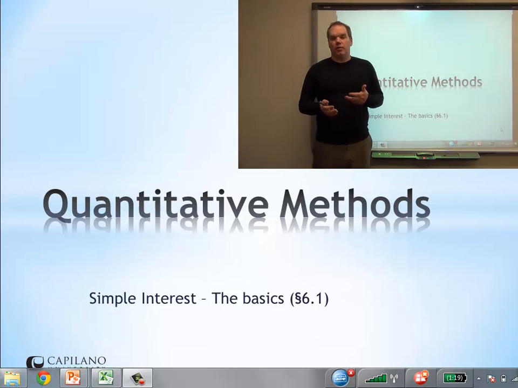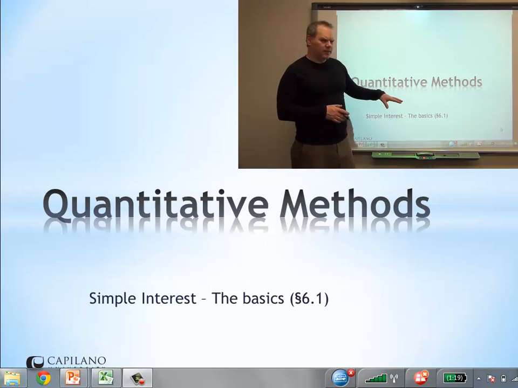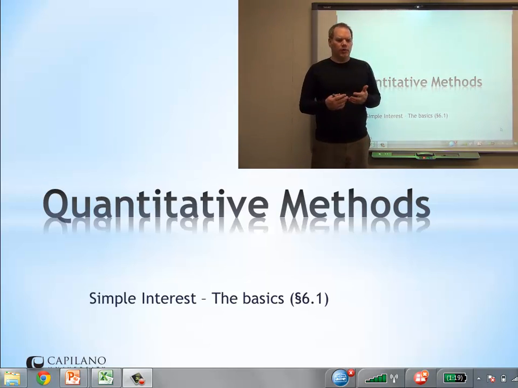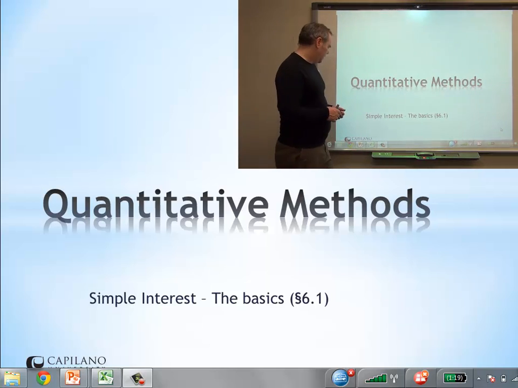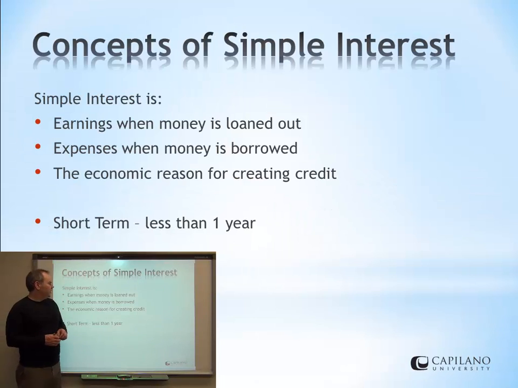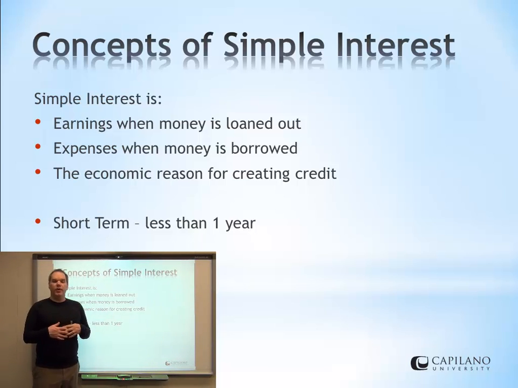Next section in quantitative methods is simple interest. We're going to take a look at the basics: how interest works, what it is, why we do it. Simple interest is basically how we make money when we loan money out. If you're going to borrow money, you have to pay extra to pay that back. If you're loaning money, the reason you want to loan money is to make money for it.